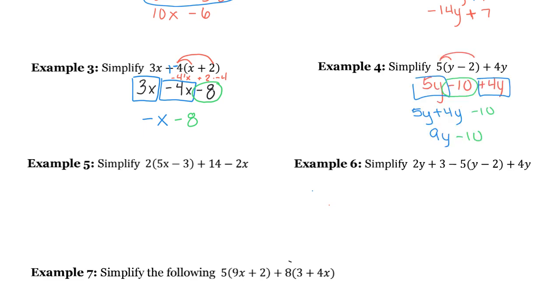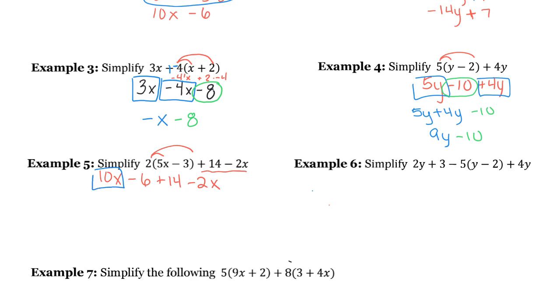All right, so hopefully you got 9y minus 10 is your answer. Okay, 9y minus 10. I'm going to do example 5, and I'm going to have you try example 6. Okay, so again, we are just going to distribute this 2 in. So we get 10x minus 6. And then we can't forget about the rest of this, plus 14 minus 2x.